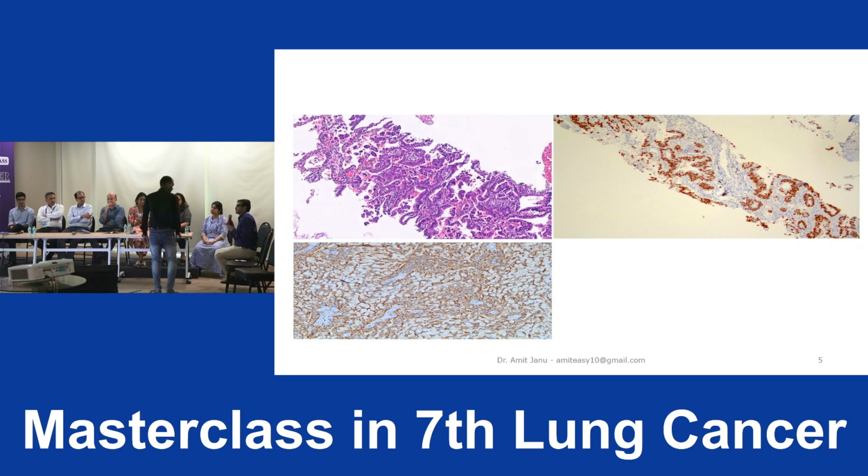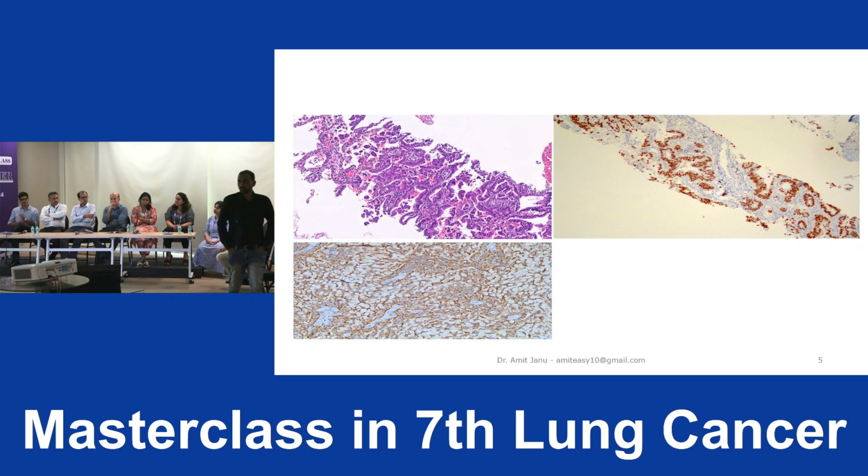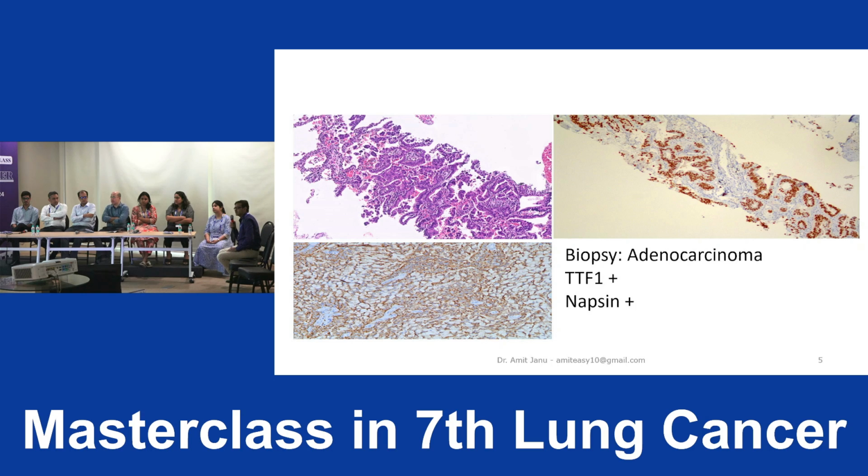On biopsy, what we can see on the left side is a tissue core of the biopsy which is showing a tumorous proliferation arranged predominantly in a glandular architecture. Based on the morphology, I suspect it to be adenocarcinoma, and to reconfirm this is of primary lung origin, we'll do IHC for TTF1. The next image is of TTF1, and it confirms it to be of primary pulmonary origin.